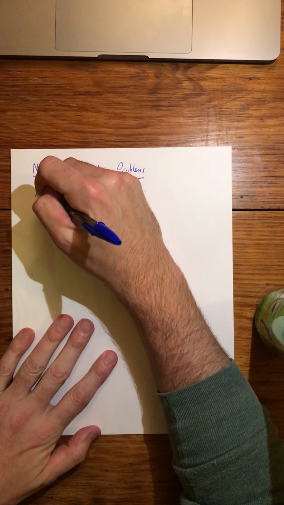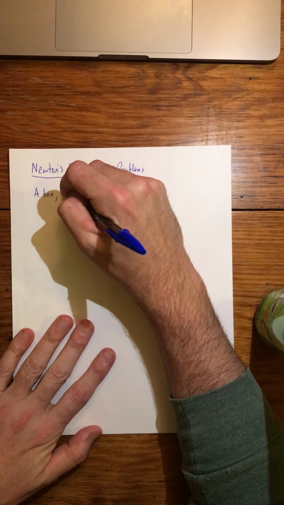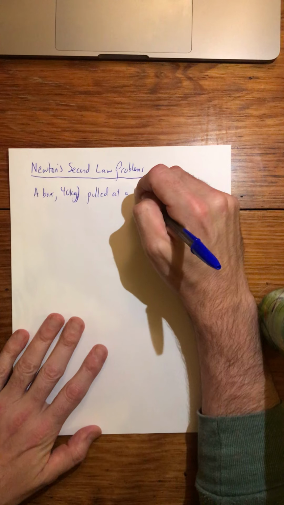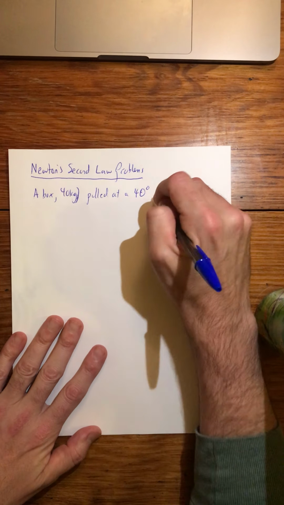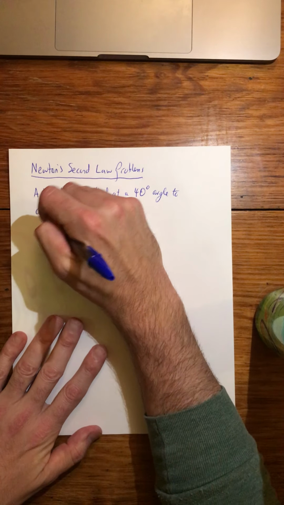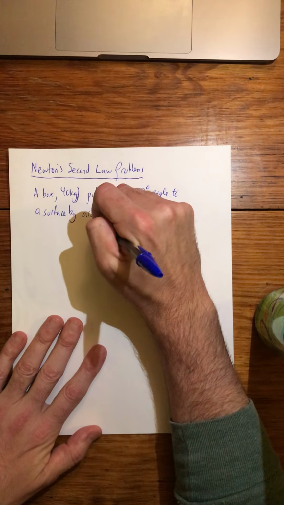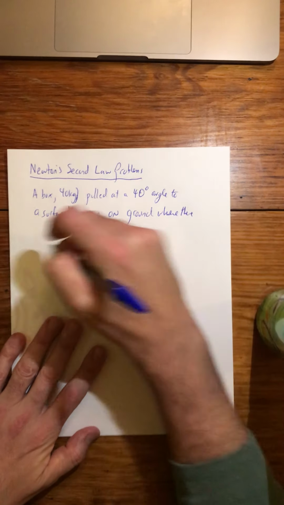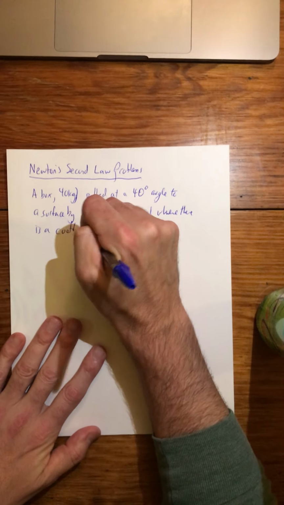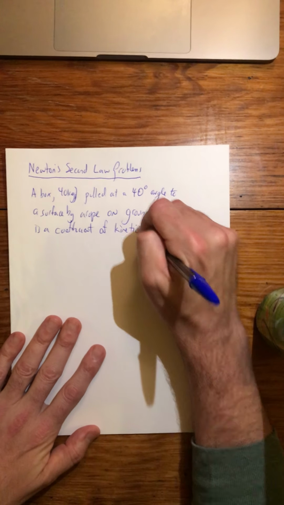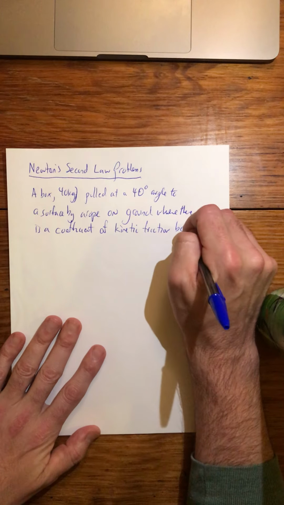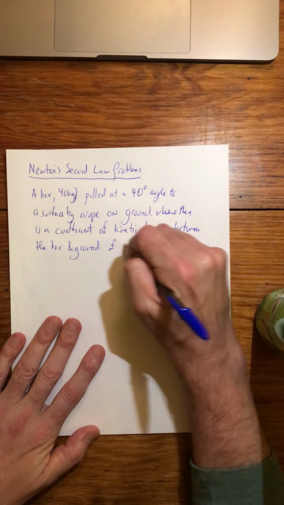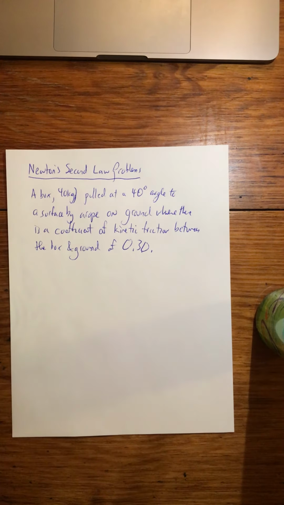But here we go. We're going to have a box. Let's say it's 40 kilograms, pulled at a 40 degree angle to a surface by a rope, on ground where there is a coefficient of kinetic friction between the box and the ground of 0.3. And there's no units there.